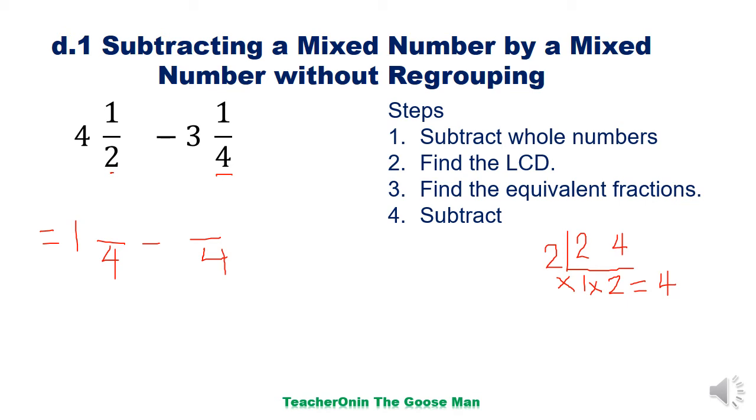So again, we have 4 divided by 2 times 1 will give us 2. Also, 4 divided by 4 times 1 will give us 1. So now, I have here the whole number 1, copy, then 2 minus 1, I have here 1 over the denominator 4.